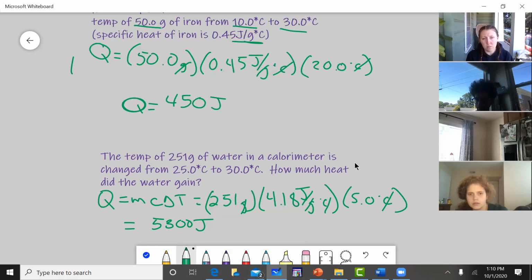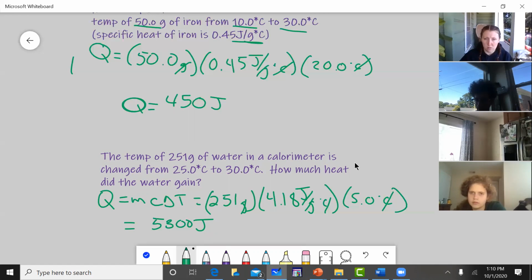Does anyone have any questions on that, on Q equals MC delta T and using that equation? Where our numbers came from, why certain units canceled, anything? I have a question. Yeah. Do you just round it? Why did you round the joules at the bottom?